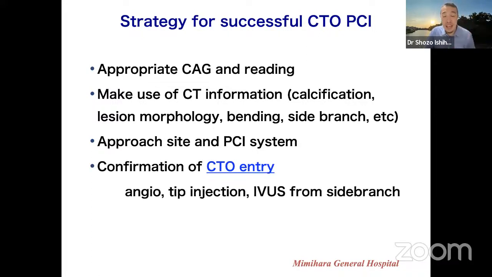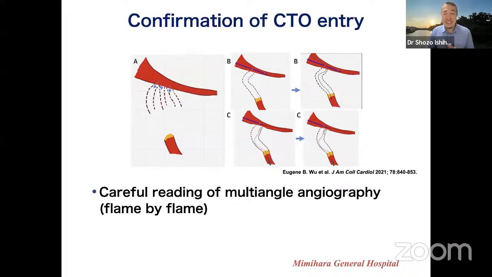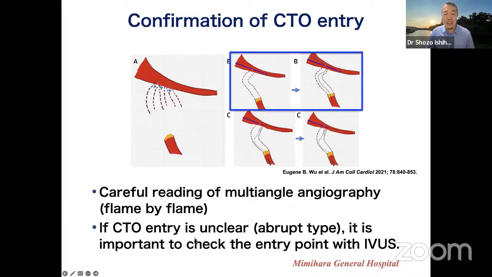And as the guideline mentioned, the CTO entry point and also the CTO distal part are both very important. So we should confirm the CTO entry, and also we should visualize the distal vessel. If the CTO entry is ambiguous or unclear, first of all, careful reading of the angiogram, and of course multi-angle, and as you know, frame by frame, very careful angio reading is very important. But sometimes there is still no entry point, and at that time we can use IVUS.